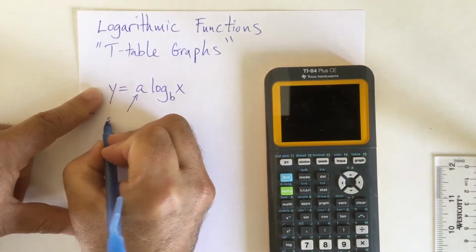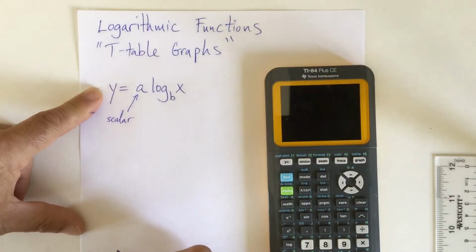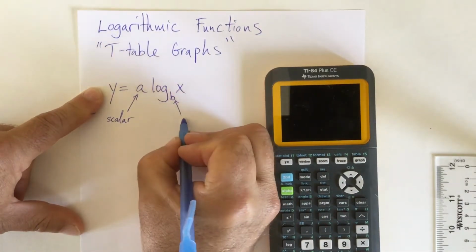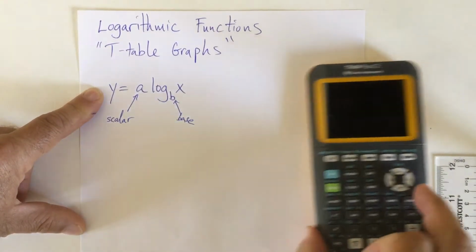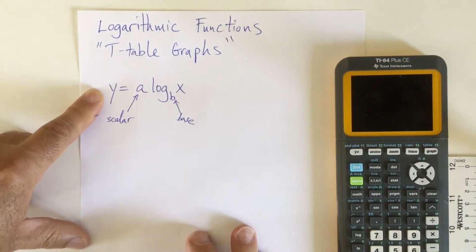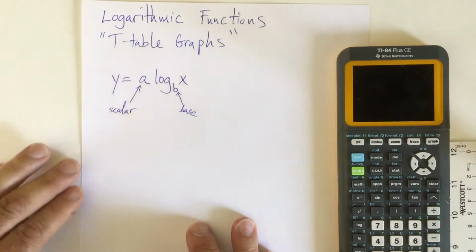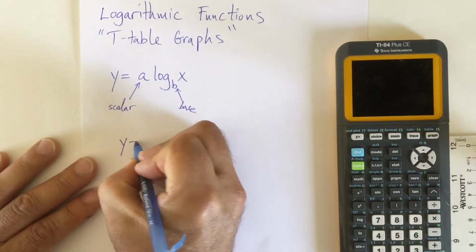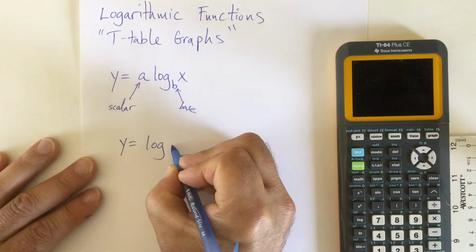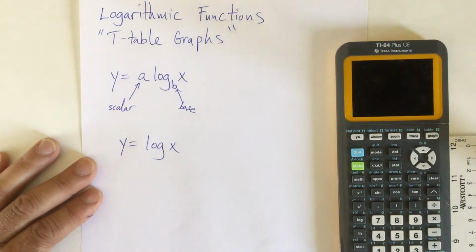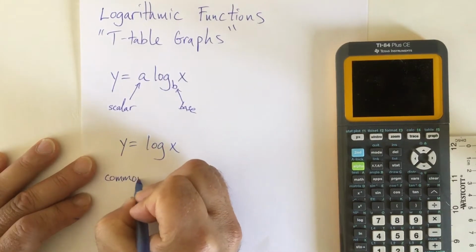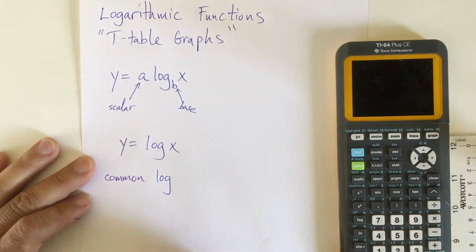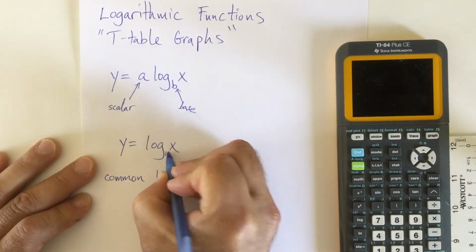Once again, when you have logs, you could have scalars. This is just like a base value. So logs have different bases, and you're like, what the heck are you talking about? Well, let's just start with the most common logarithm. This guy right here is called the common log, the most common log there is, when it's got a base of 10.